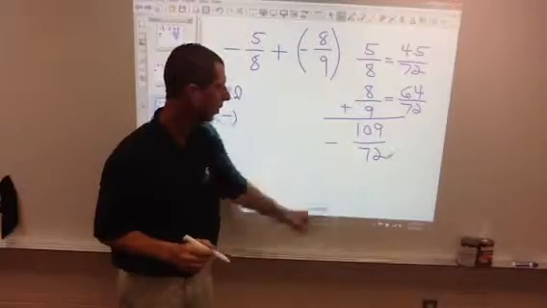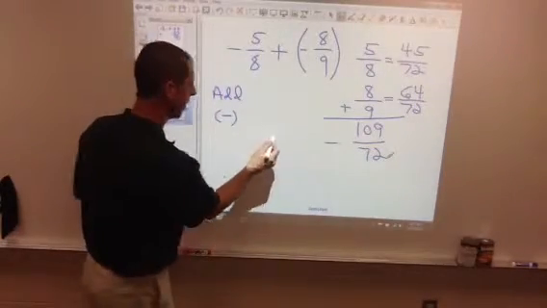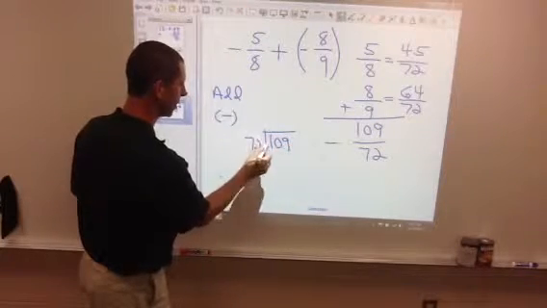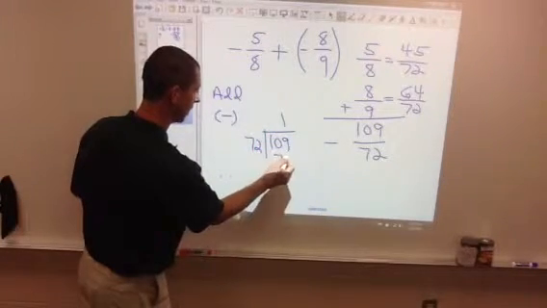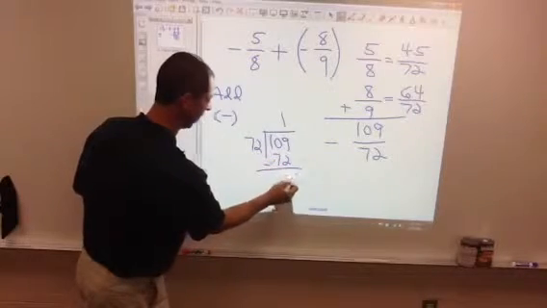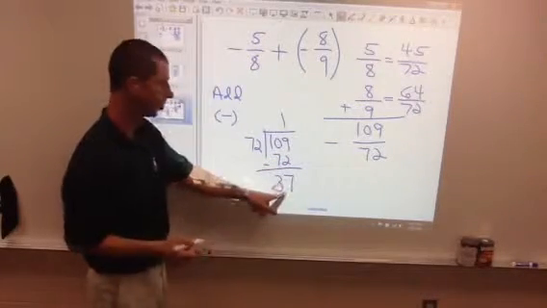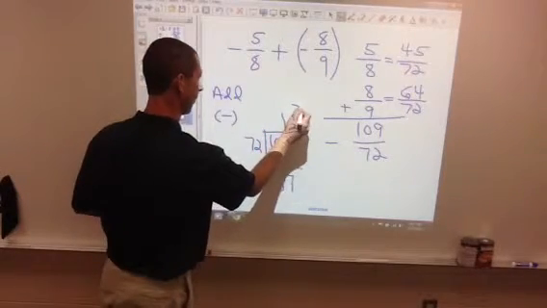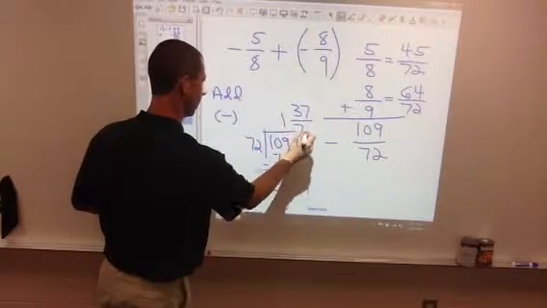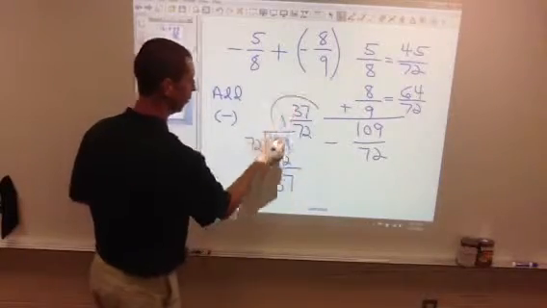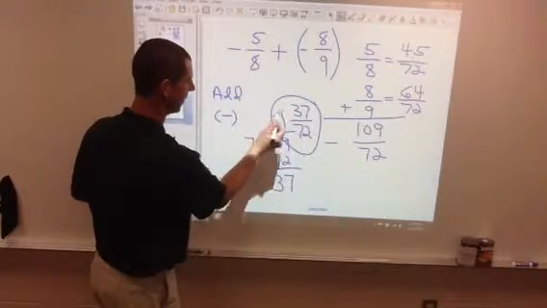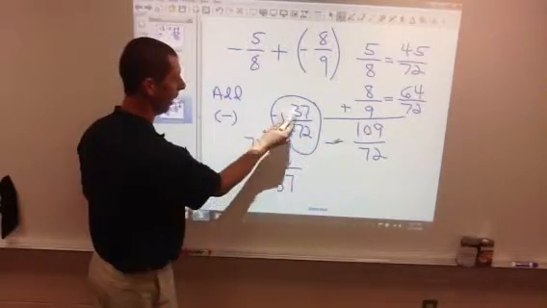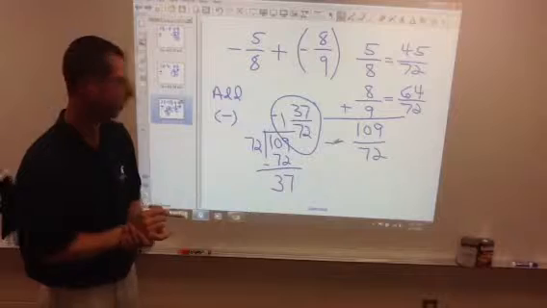Your numerator is greater than your denominator, so you got a little long division problem to do here, unless you can do that in your head. 72 goes into 109 one time, and now I got to subtract here, and I get 37. So my remainder goes over my divisor here, so I end up with 37 over 72. So there would be my answer. It's negative. Remember, we got a negative here. Okay, so -1 and 37 over 72.